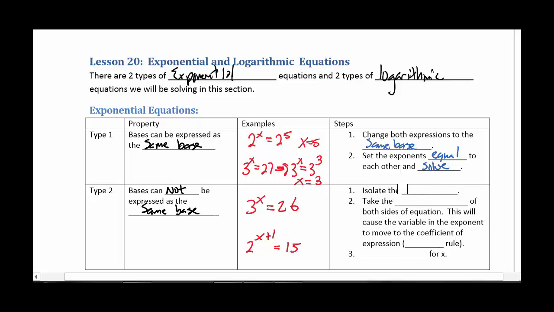Isolate the base with the variable. And then we're going to take the natural log of both sides. This allows us to take the variable in the exponent and move it to the front as a coefficient of the expression, which is called the power rule. So when we take the ln, that allows us to now use our ln rules, and then we're going to solve for x.